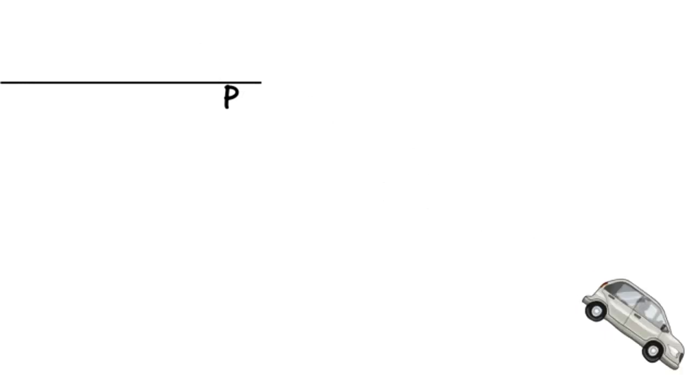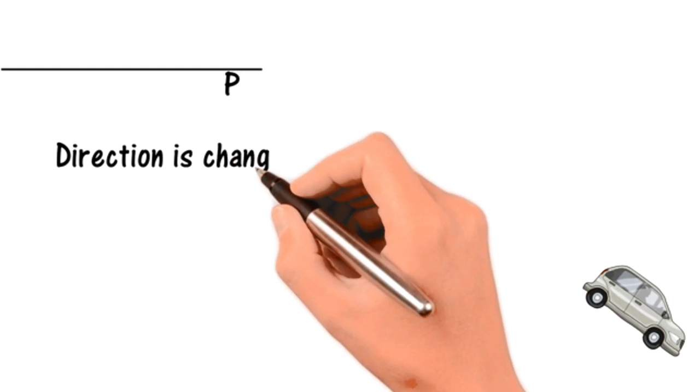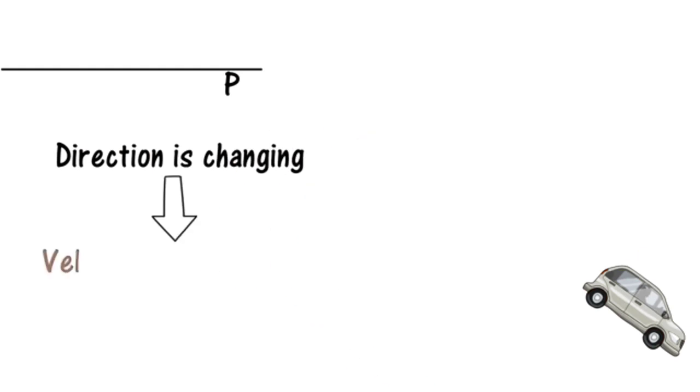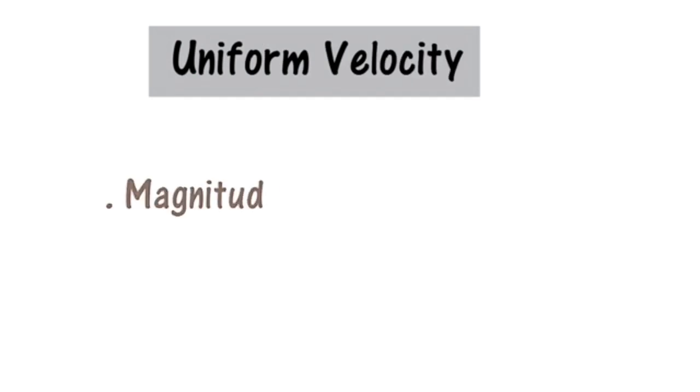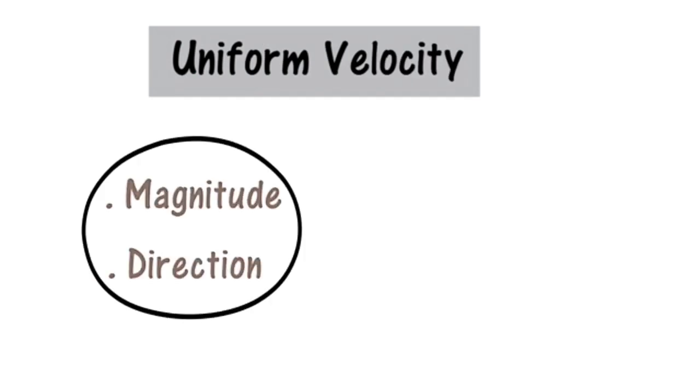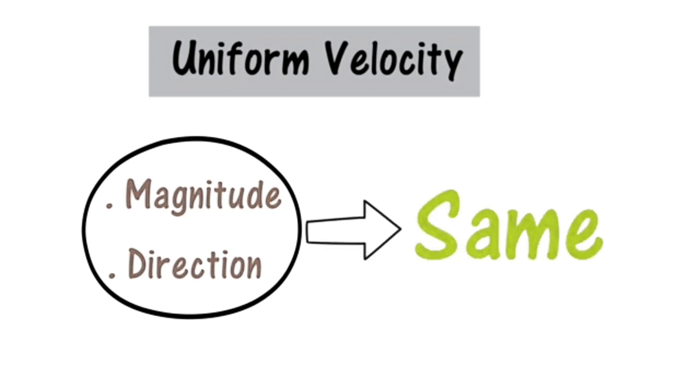Now if a car is moving to a point P in one direction and then beyond P it is moving in another direction, then we will say direction is changing. So velocity is non-uniform. Now if I define, then I will say uniform velocity is defined when both magnitude and direction remain the same. Then the velocity will be uniform.